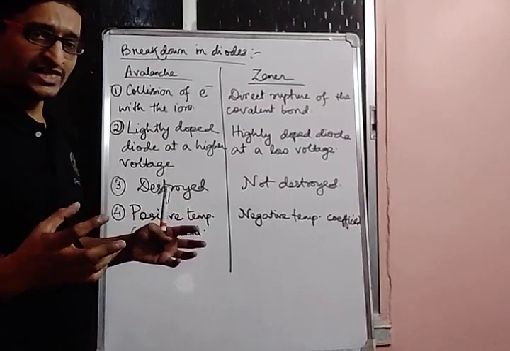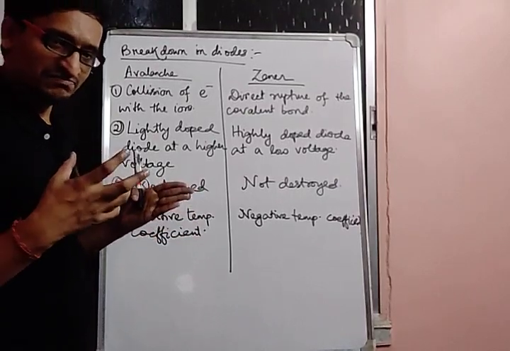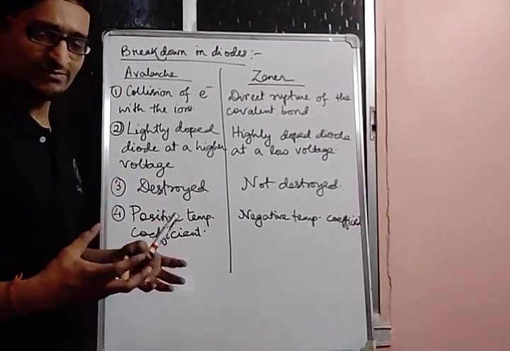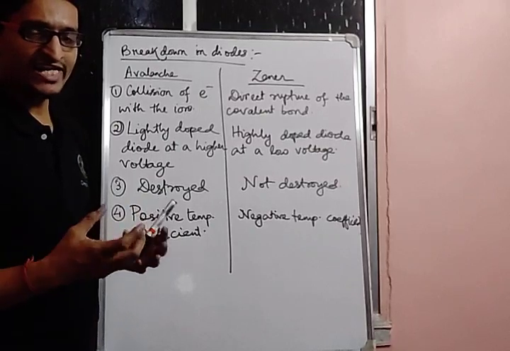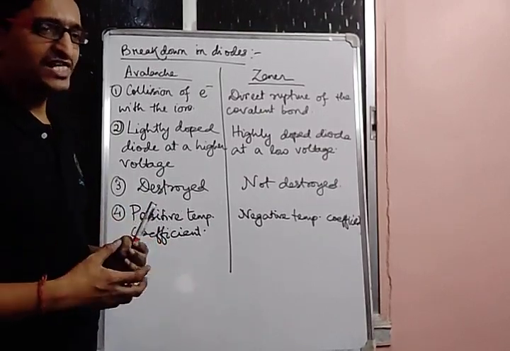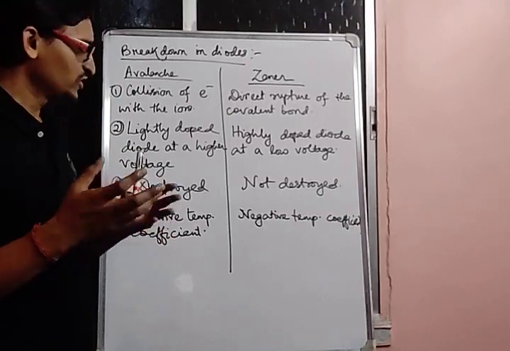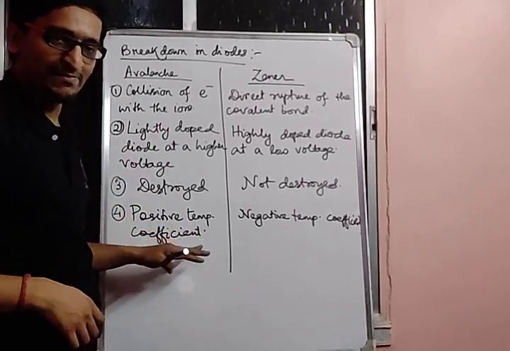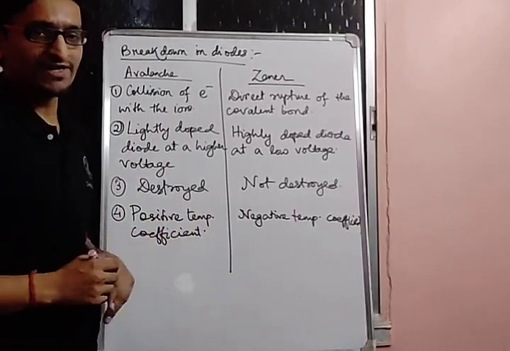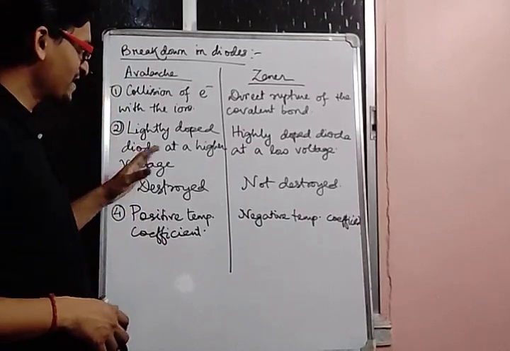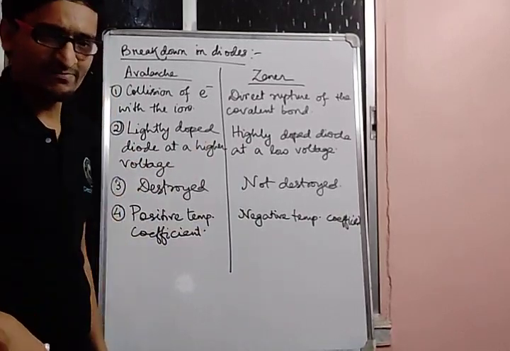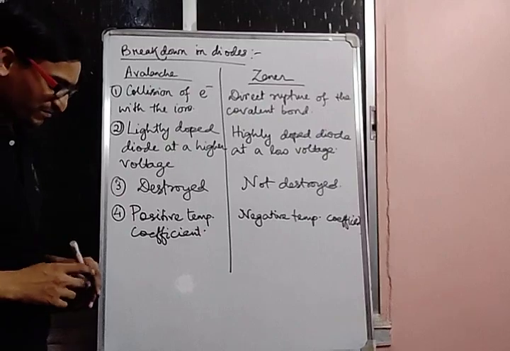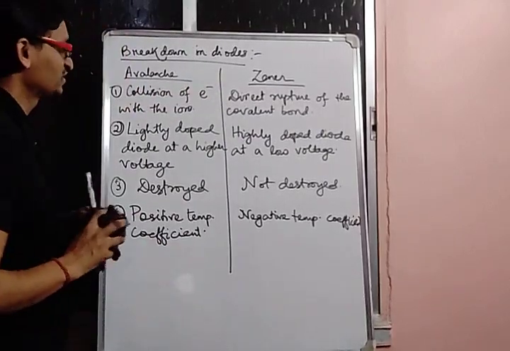The chance of an electron gaining a sufficient amount of energy in between collisions reduces, so the voltage has to be increased in order to take the diode to the breakdown region. So the avalanche breakdown voltage increases with the increase in temperature, and we say they have a positive temperature coefficient. So these are some basic differences between avalanche breakdown and Zener breakdown. More differences can be noted, but these are the major ones. So this is basically breakdown in diodes.